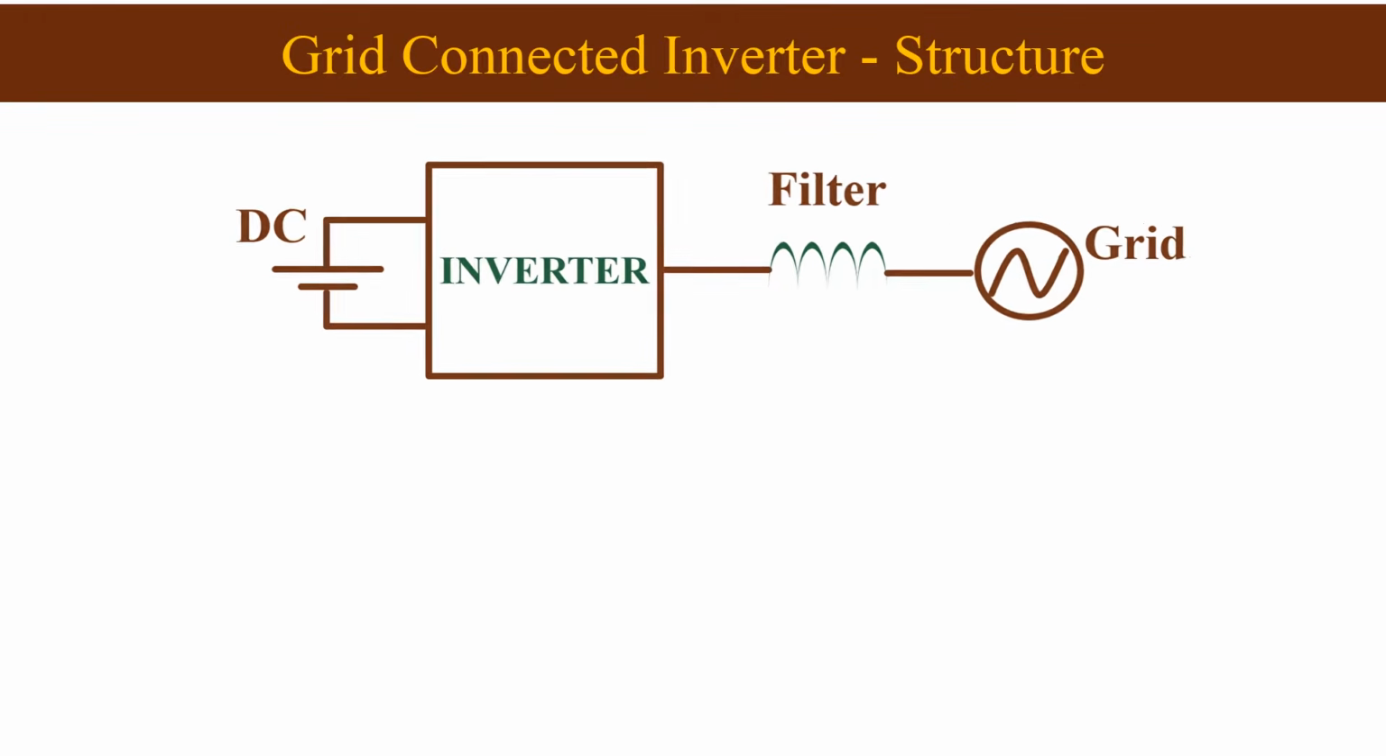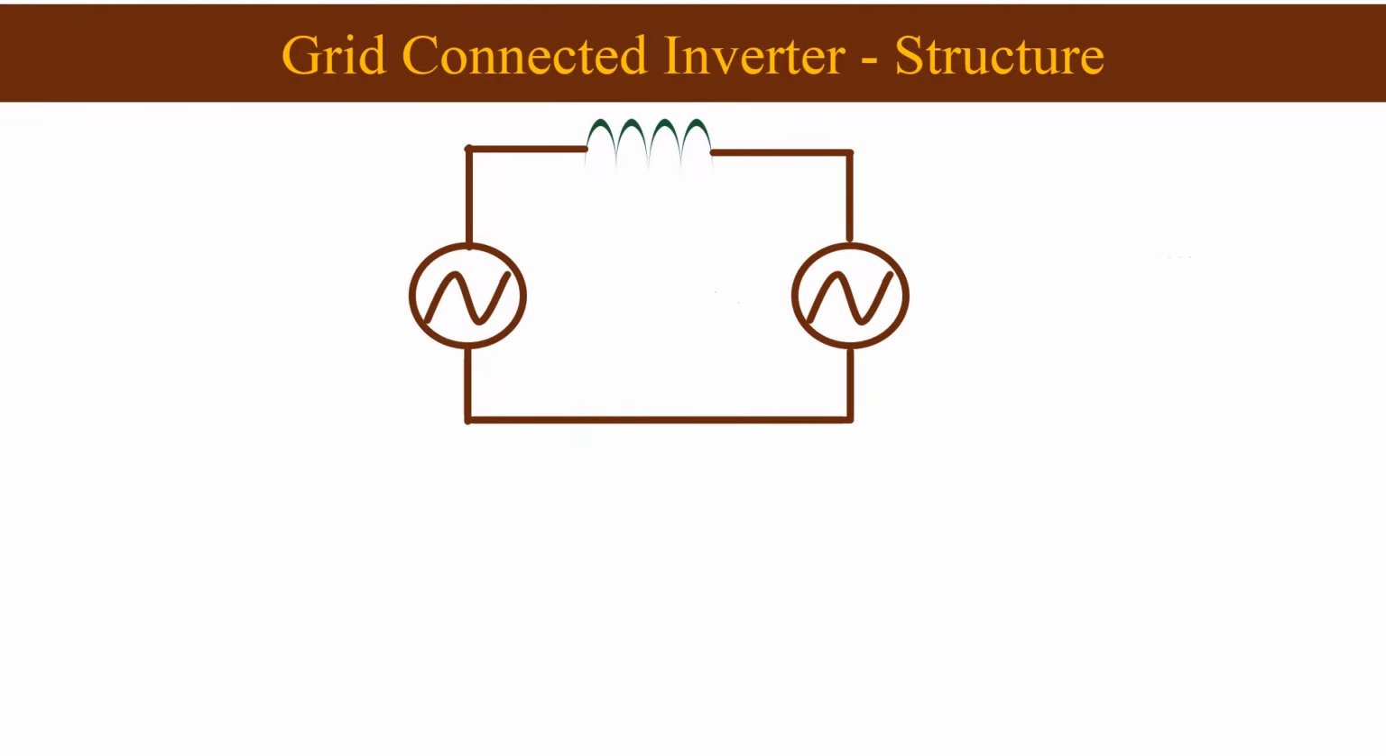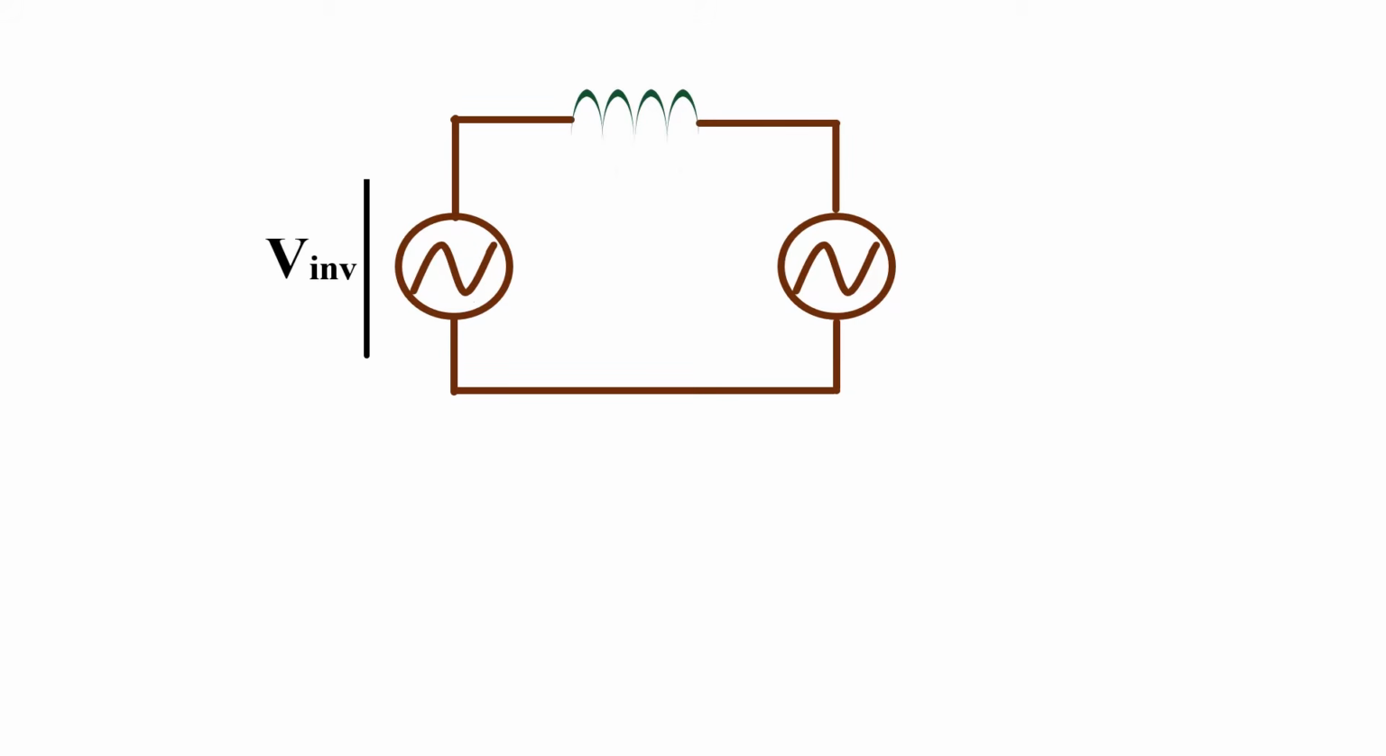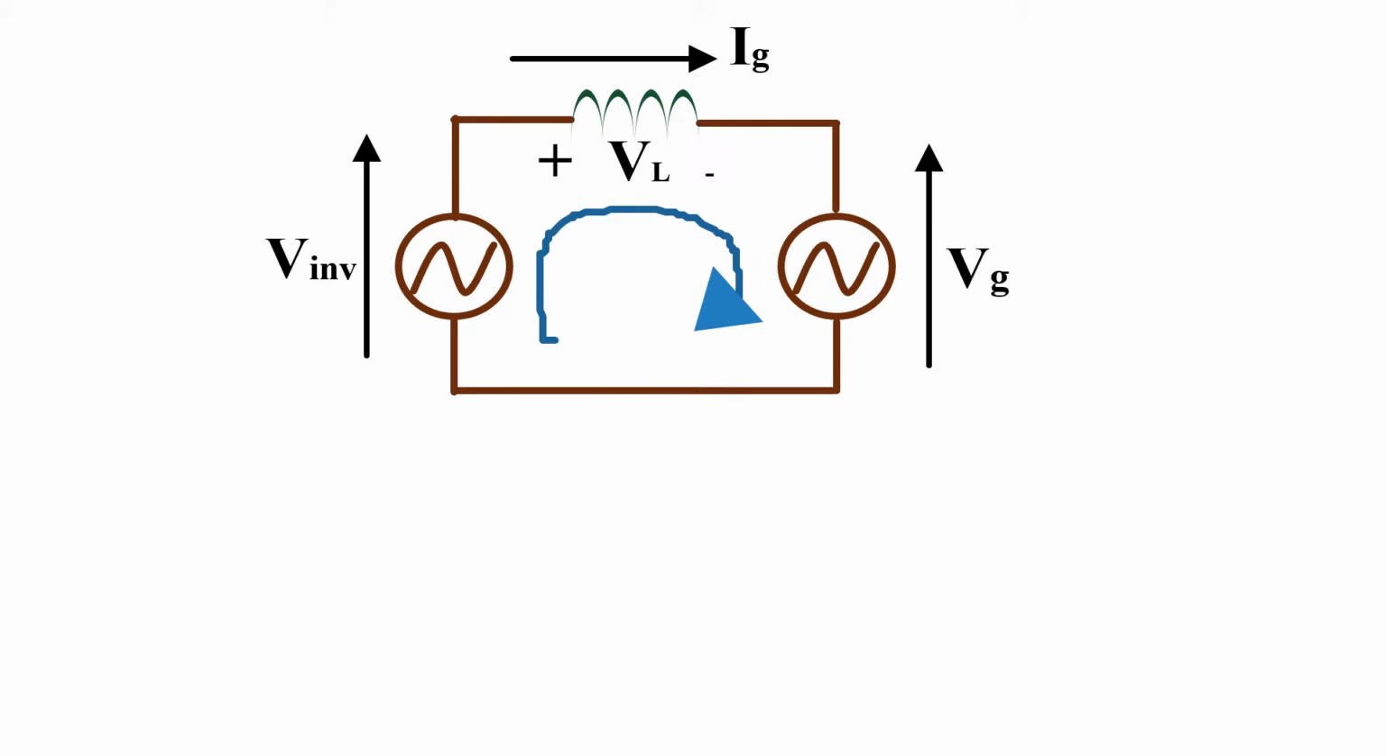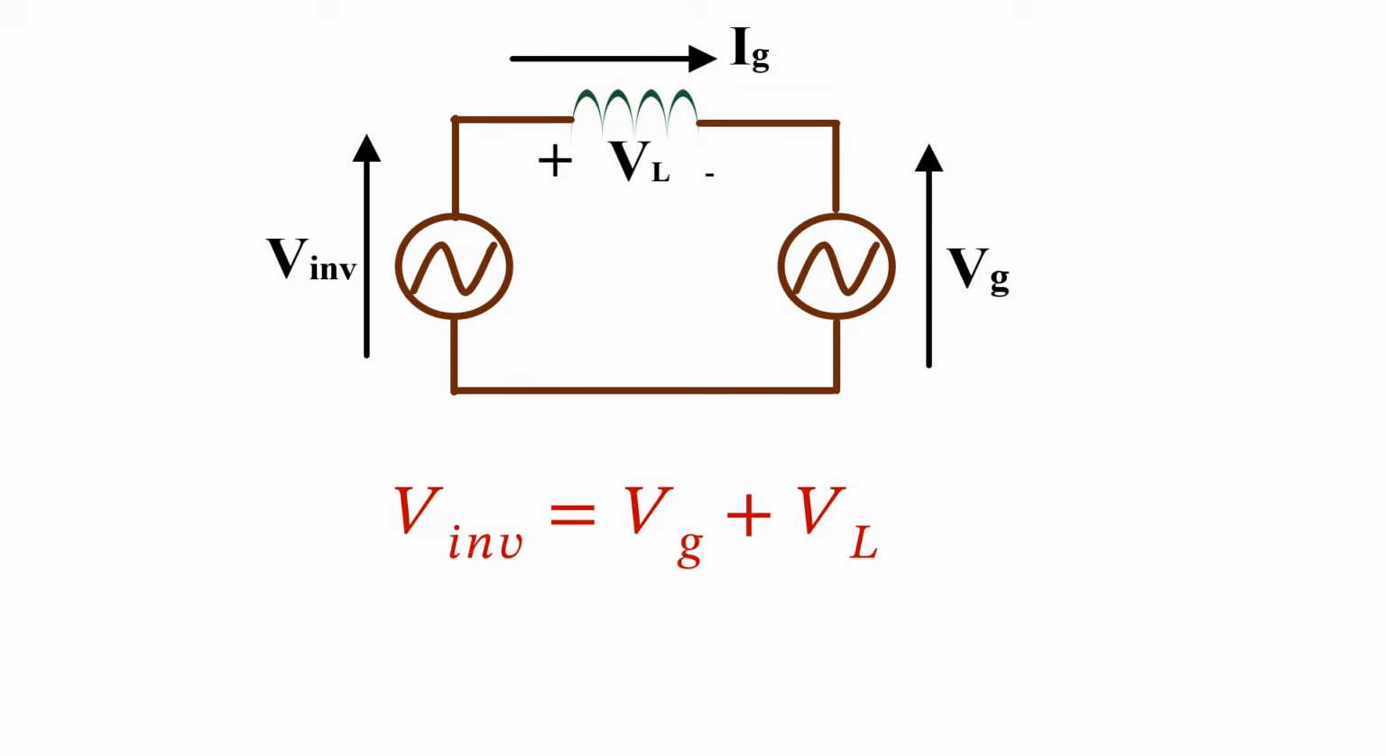Now I will replace this structure with its equivalent circuit. Here, VINB is the voltage generated by the inverter. VG is the grid voltage and IG is the grid current. And VL is the voltage drop across the filter inductor. By applying KVL across the loop, we will get this equation. That is, inverter voltage is equal to the sum of grid voltage and voltage drop across the inductor. One thing to note is that these are the vector sum, not the arithmetic sum.